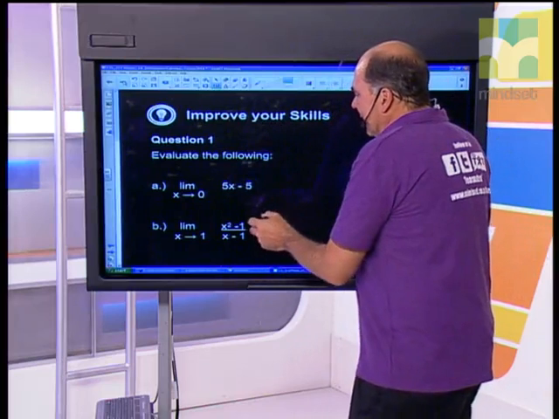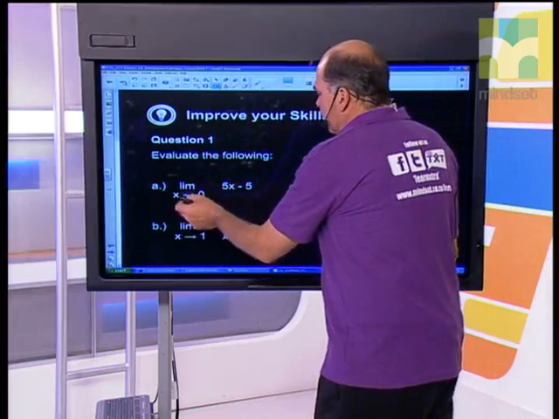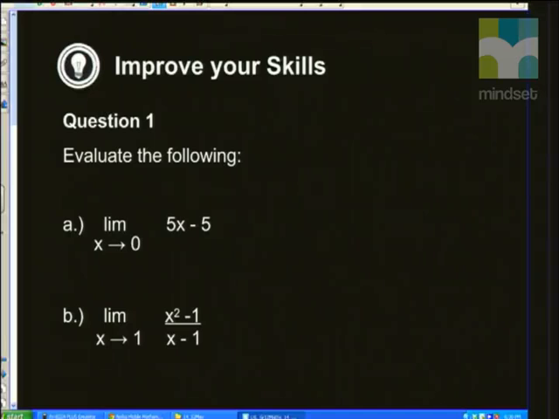This first one says evaluate this limit as x tends to 0 of 5x minus 5. Well, in this case, all we're going to do is say, if I take 5 and let x equal 0, then it's 5 times 0 minus 5 equals minus 5. So I would evaluate that by just substituting the 0 in and recognizing that it gets to minus 5.